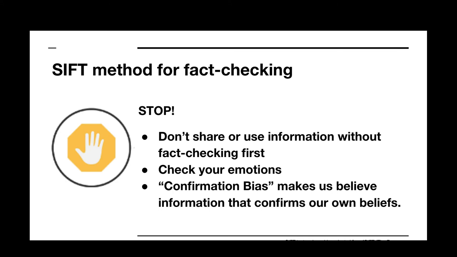We begin with S for Stop, and this is possibly the most important step in evaluating sources, because it asks us to hit the pause button before sharing or using online information. Remember that we tend to engage with information and stories that make us angry or give us a strong emotional response. So when evaluating online sources, we need to begin by checking our emotions.